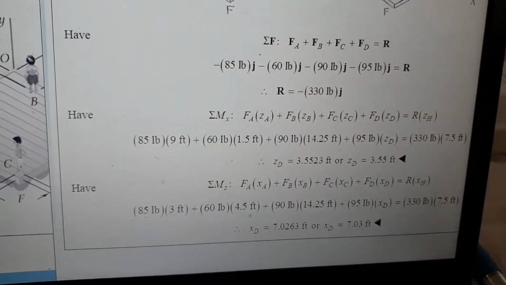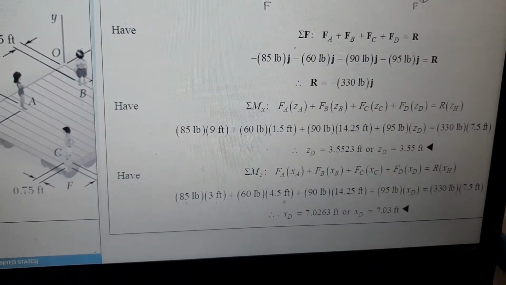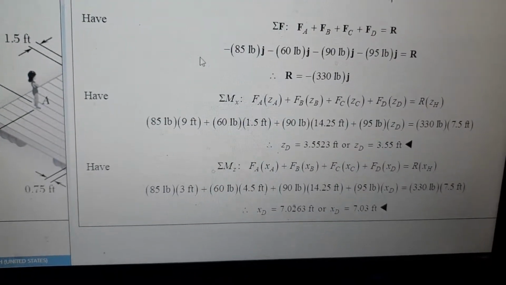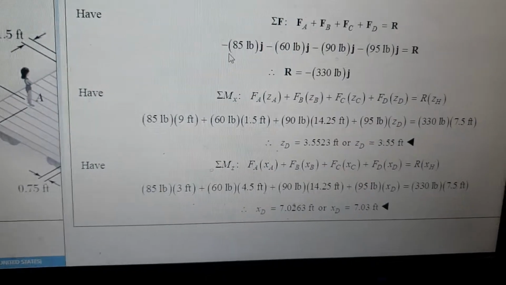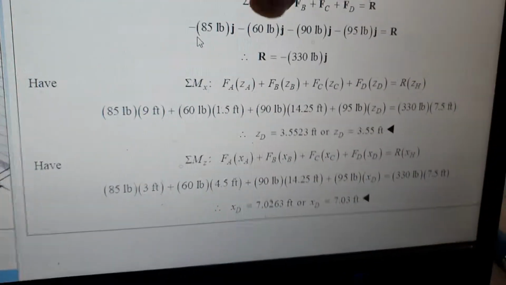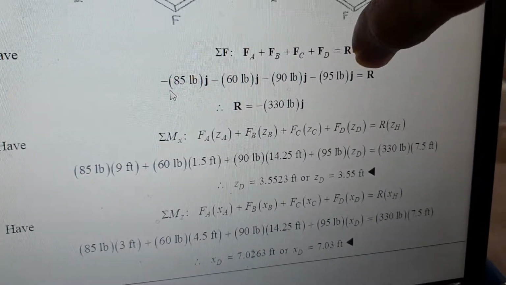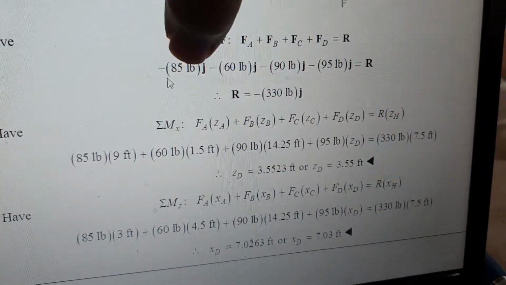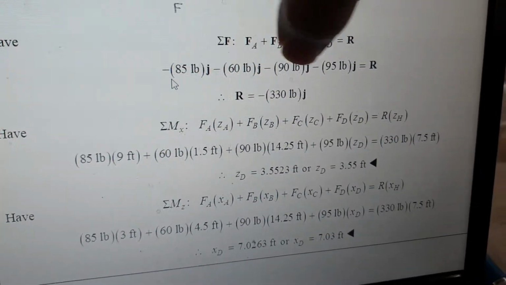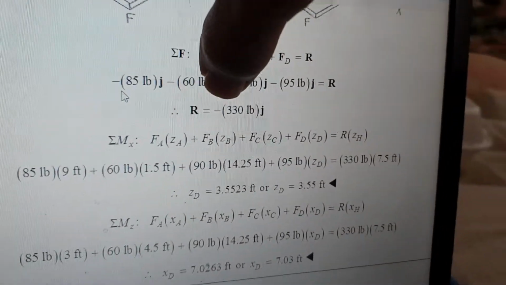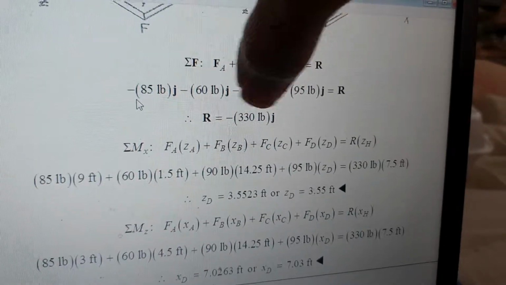So you can see the summation of forces is equal to minus 85 pound j minus 60 pound j minus 90 pound j minus 95 pound j. This is the resultant. Of course, they're all minuses, so add them together. R would be equal to minus 330 pound j.